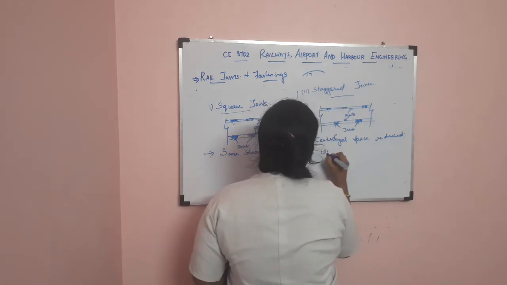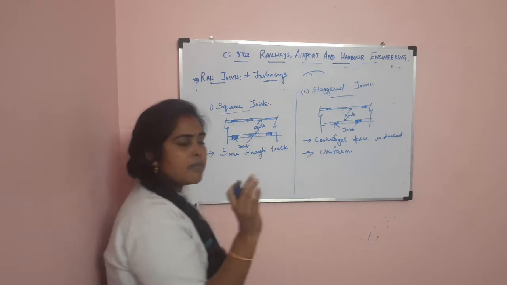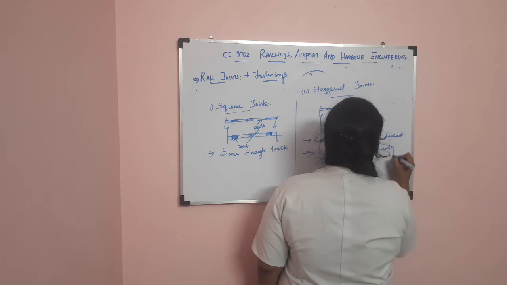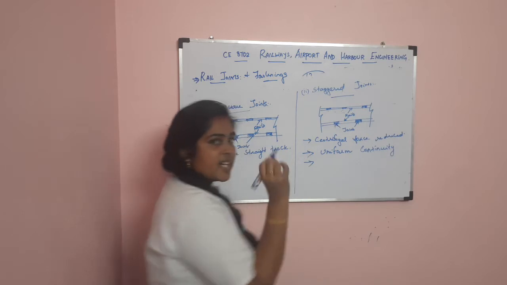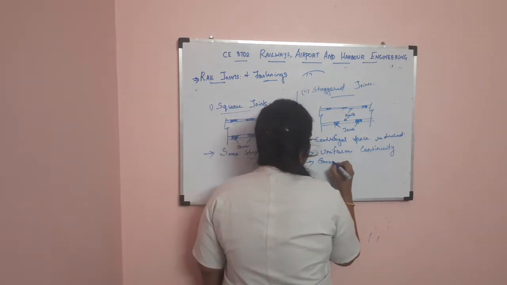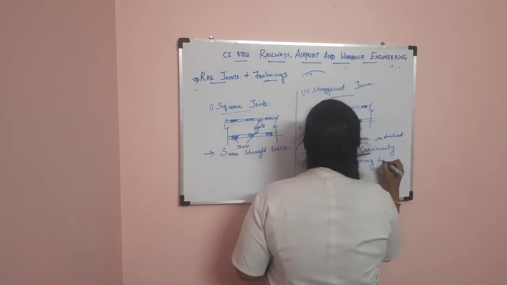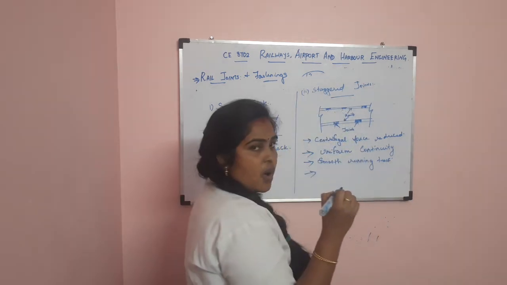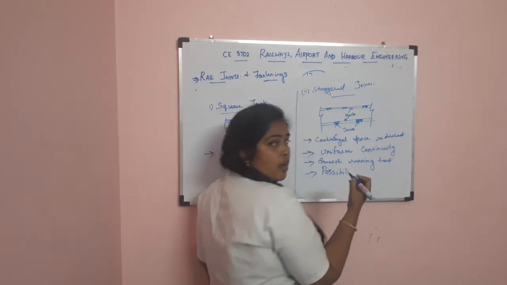Then, uniform continuity is also obtained. By using this staggered joint, continuity of the track is obtained in a uniform manner. Next, by using this staggered joint, we will get a smooth running track. By using this staggered joint, the possibility of kinks is reduced.